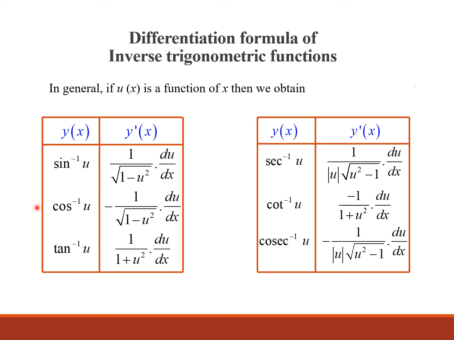Same goes with the arccosine of u, where the derivative of the arccosine of u is equal to negative 1 over the square root of 1 minus u squared, times the derivative of u with respect to x. Same goes with the rest of the functions.